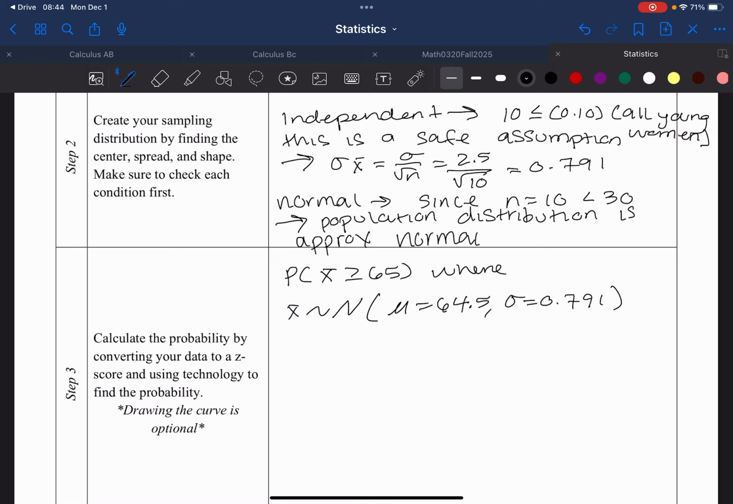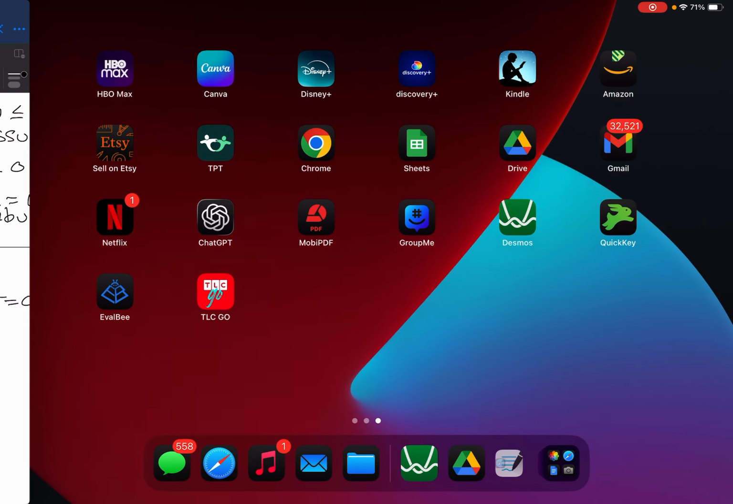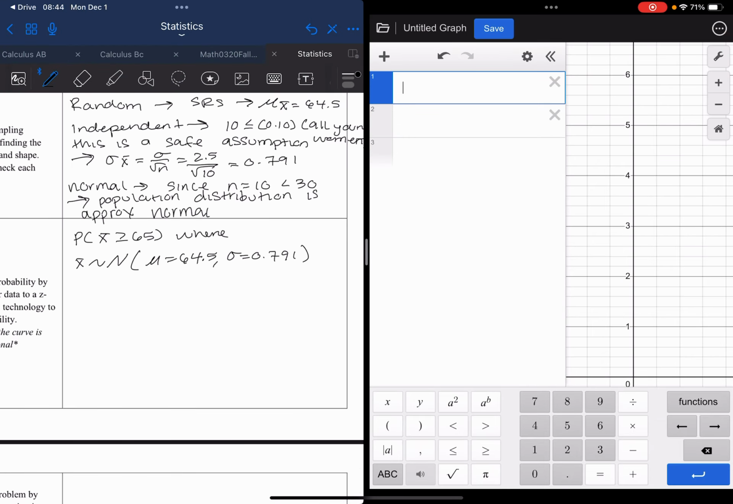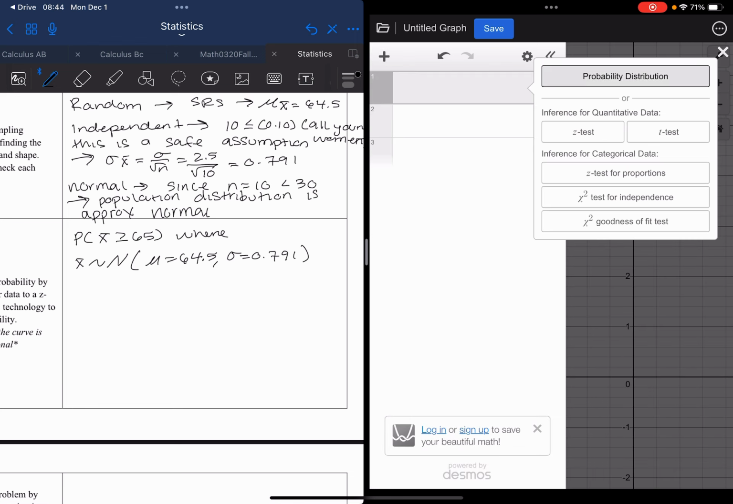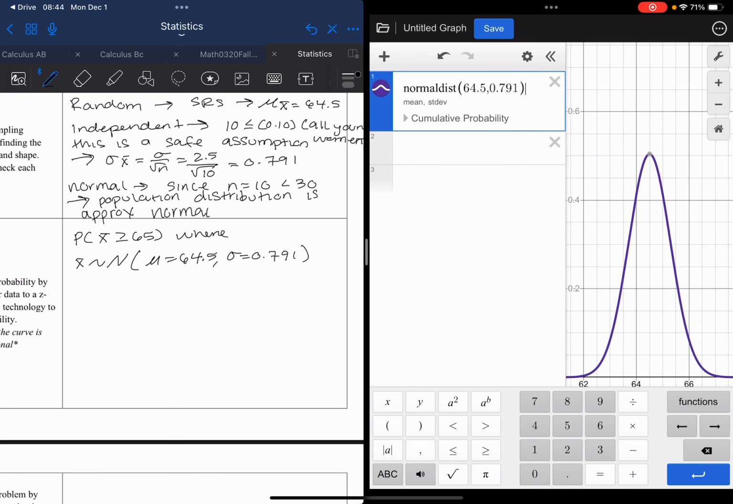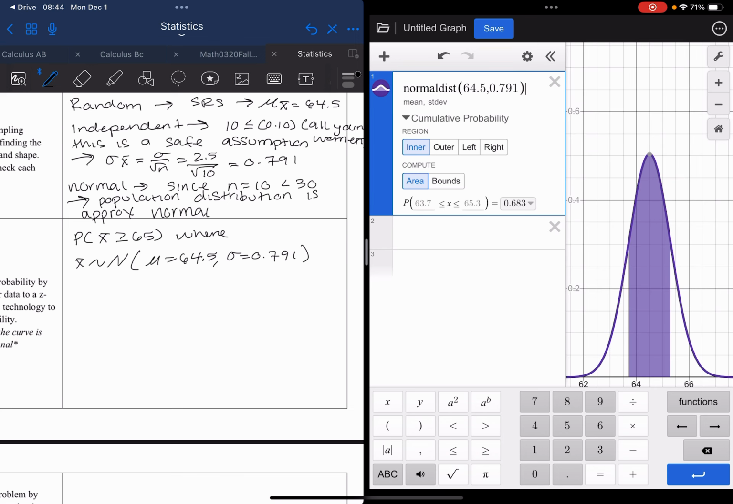Okay, so I am going to split my view. I'm going to go to Desmos. Okay, and I'm going to add an inference, probability distribution, normal, 64.5 and 0.791, create distribution. Click on the drop down. I want greater than or equal to, so that's the right region, 65. When I do that, I get the probability that x bar is greater than or equal to 65 is equal to 0.264.